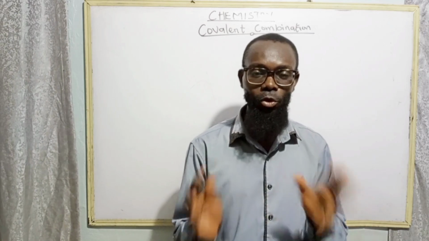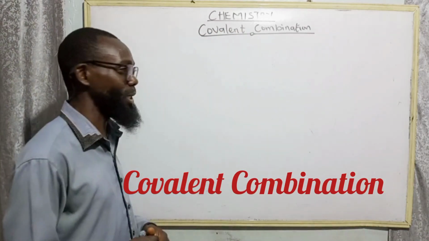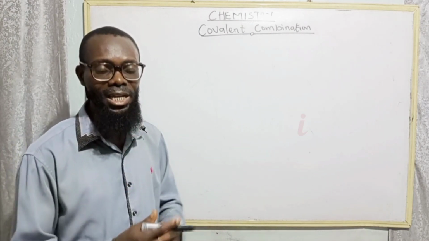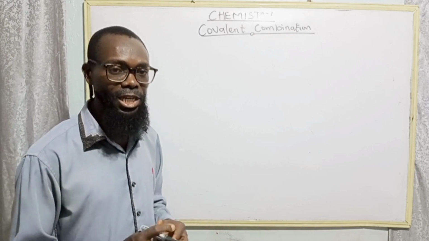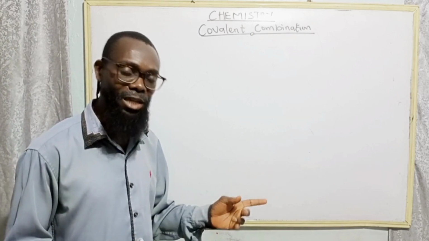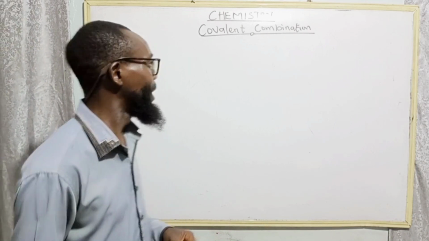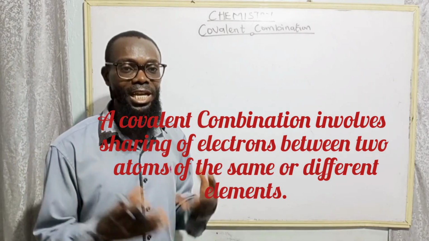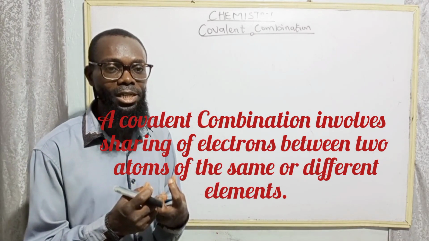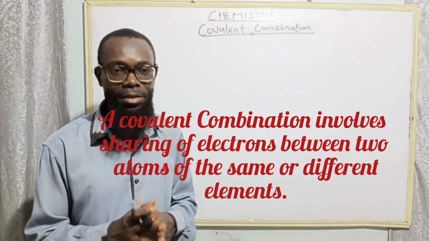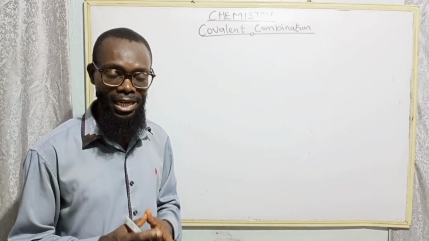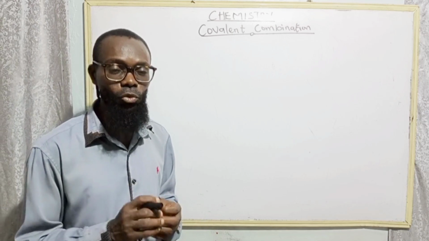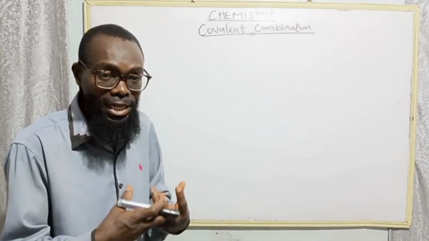Now today, we are going to be looking at covalent combination in our chemical combination. We've talked about the electrovalent combination, otherwise known as ionic combination, which talks about the complete transfer of electrons from a metal to a non-metallic atom. Now, a covalent combination involves the sharing of electrons between the atoms of elements. The elements might be the same or different. They are going to share the same amount of electrons within themselves in order to form the covalent bonding between them.